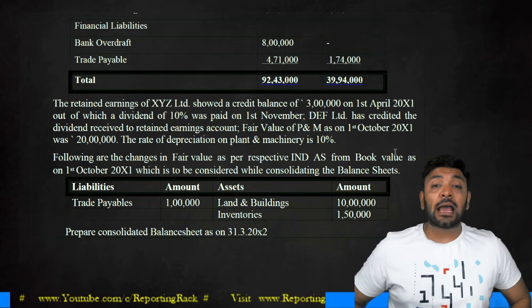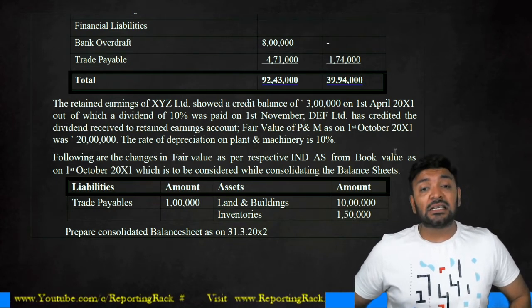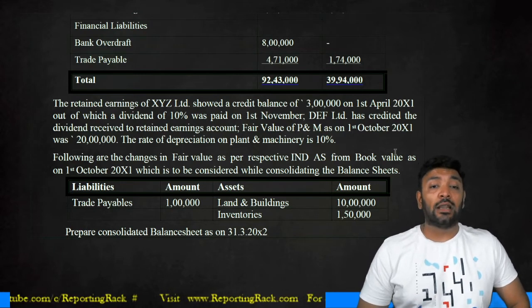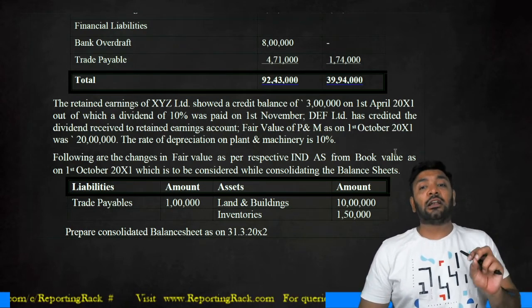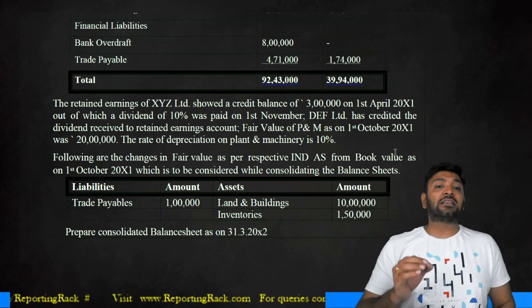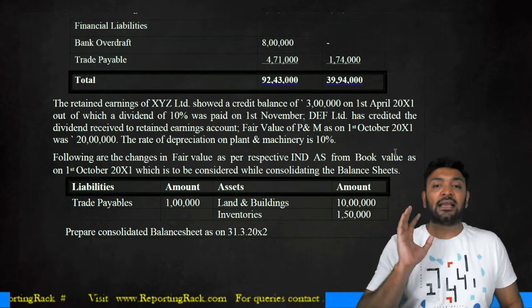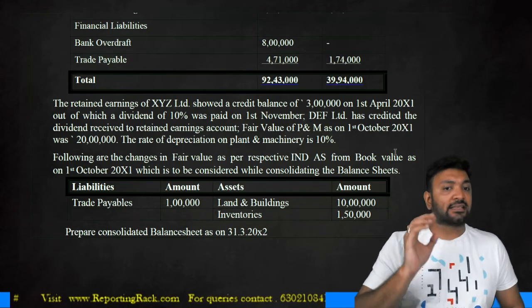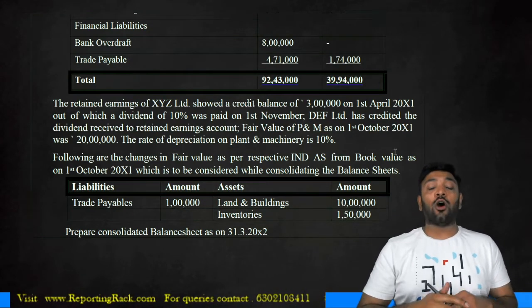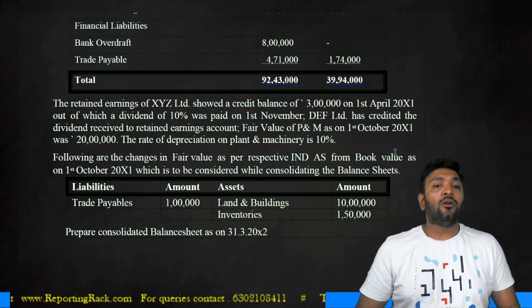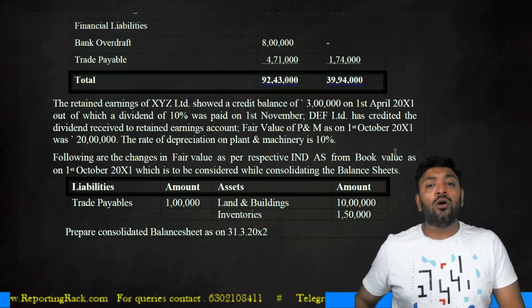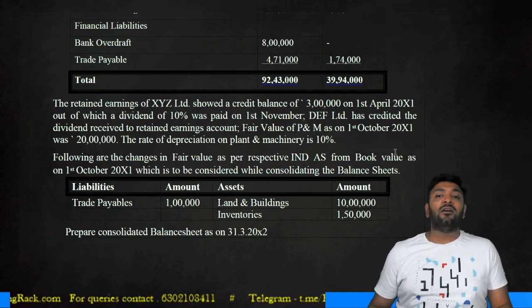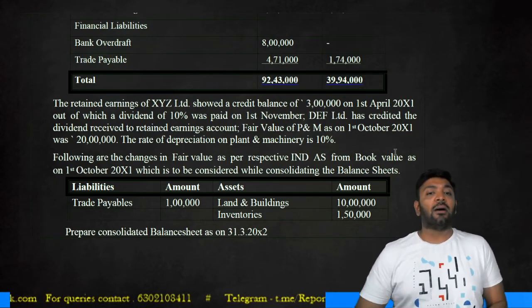When did the acquisition happen? In October. So that means this dividend must have been received even by the holding company, and they must have credited it to the P&L. DEF has credited the dividend received to its retained earnings. Fair value of plant and machinery on 1st October is 20 lakhs. The rate of depreciation on machinery is 10%. Following are the changes in the fair value, as per the respective Ind AS, from book value as on 1st October, which are considered while consolidating the balance sheets.